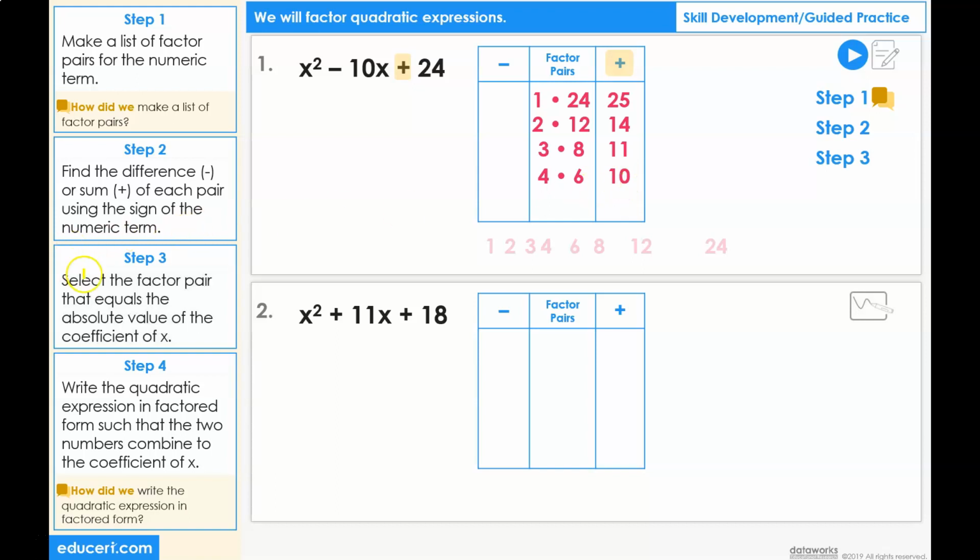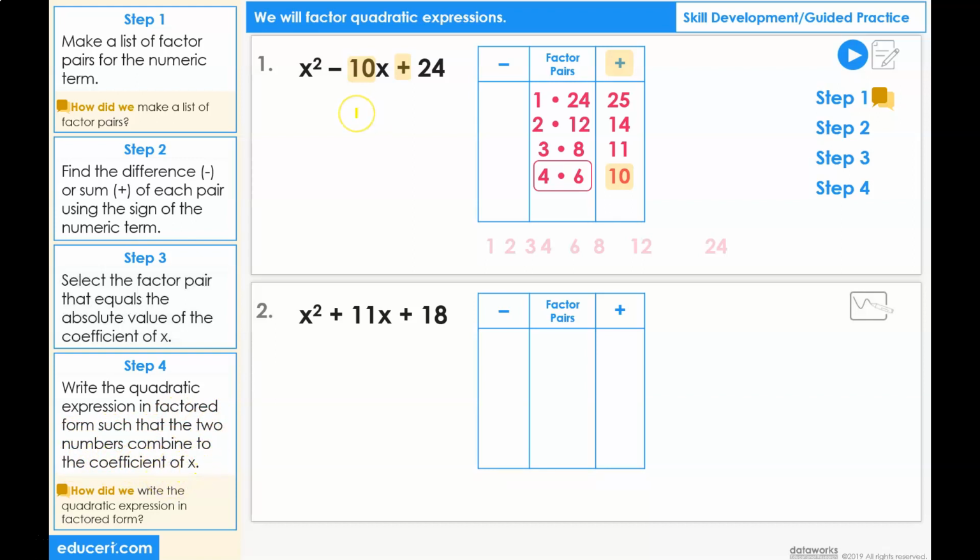Step 3. Select the factor pair that equals the absolute value of the coefficient of x. The coefficient of x is negative 10. The absolute value means to just look at the number portion of this, 10, and find the factor pair that has a sum that matches 10, which is the factor pair 4 times 6. Step 4. Write the quadratic expression in factored form such that the two numbers combine to the coefficient of x.